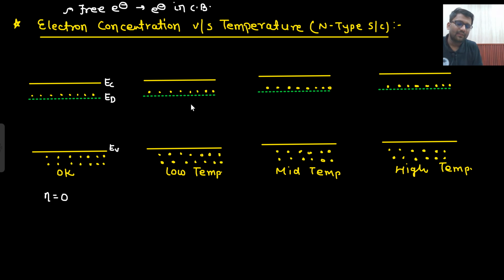At least 20 times I have repeated this line: electron means free electron, and free electron means electron in the conduction band. So at 0 Kelvin there is no electron in the conduction band.